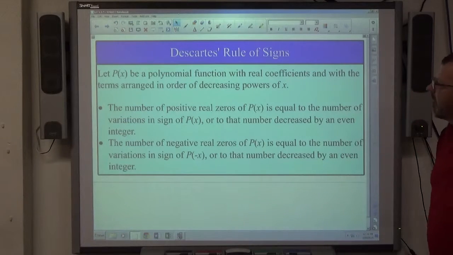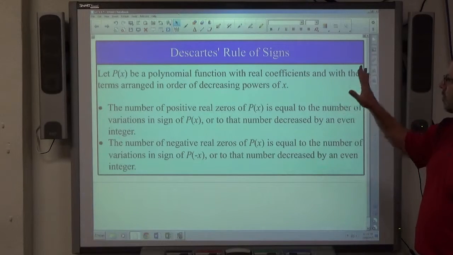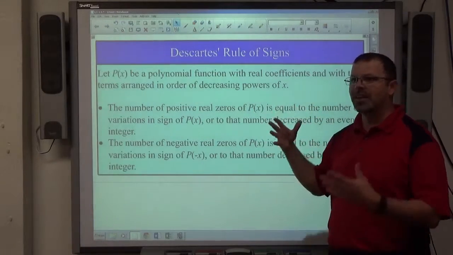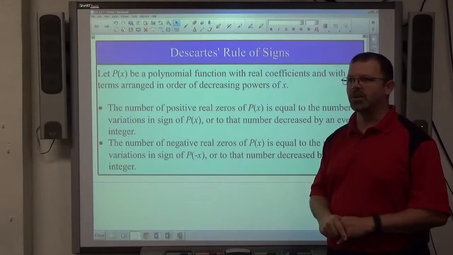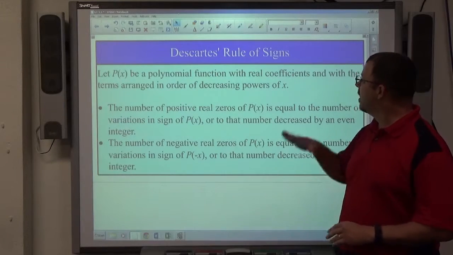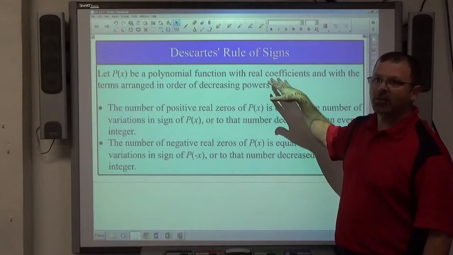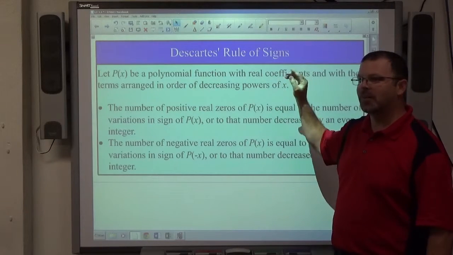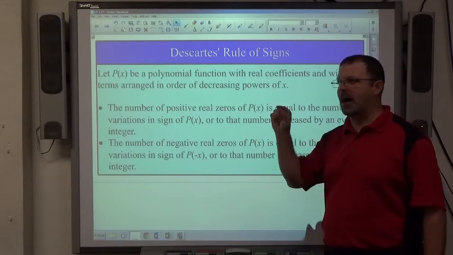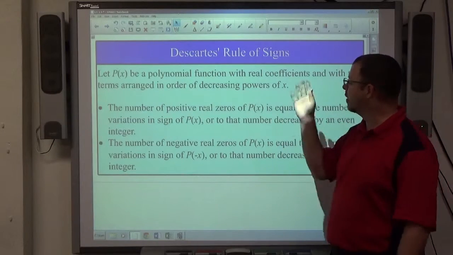And he said if you have a polynomial function with real coefficients and the terms arranged in order of decreasing powers of x. So in other words, descending order. And it's not weird. It's not like it has square roots of 5 as coefficients or anything like that. Actually, square root of 5 would be fine. But really, you're not going to have imaginary coefficients. You're not going to have like i times x squared, or anything like that.